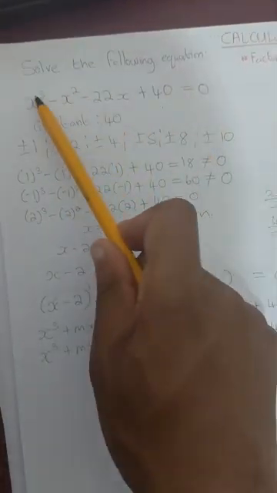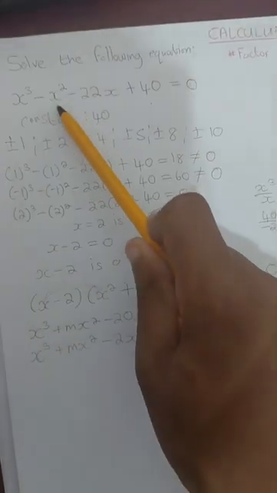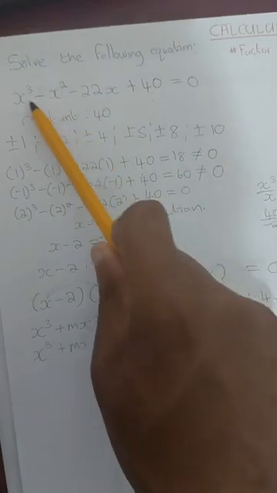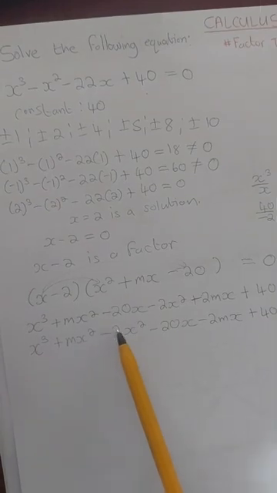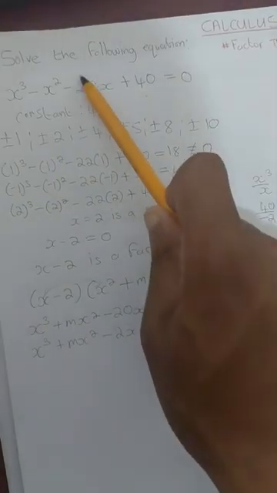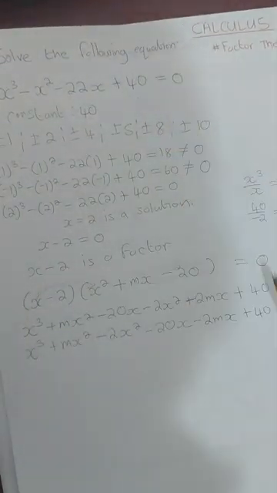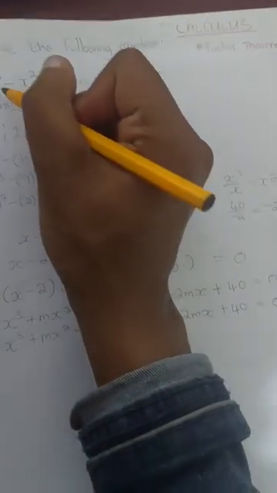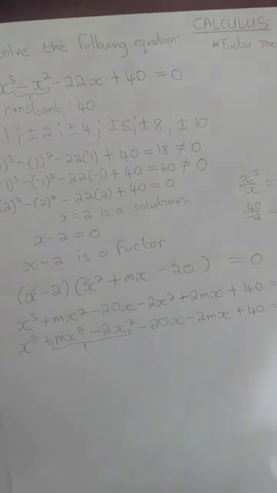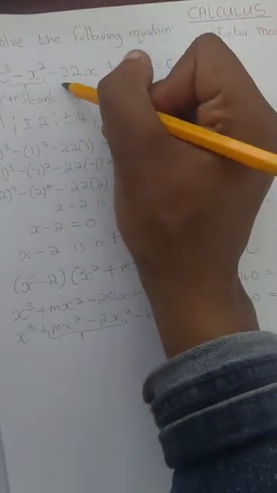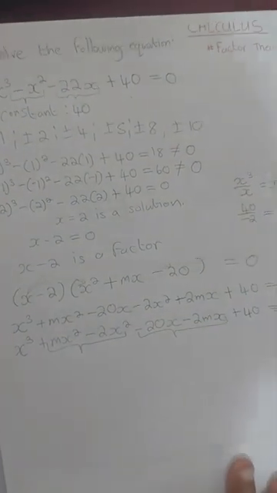You can see the first term is x cubed, and here the first term is also x cubed. The second term with an exponent of 2 is minus x squared, and here the terms with an exponent of 2 are mx squared minus 2x squared. Here we have minus 20x minus 2mx plus 40, and the same in the original. So it is okay to conclude that this term is equal to that term in this equation, and this term here, minus 22x, is equal to this term in the other equation.